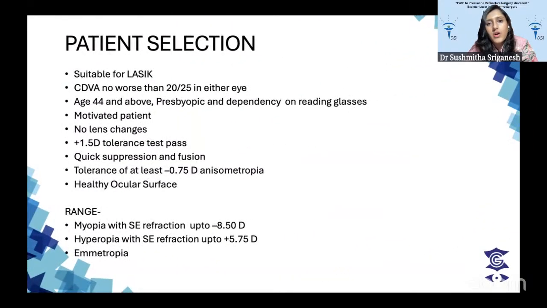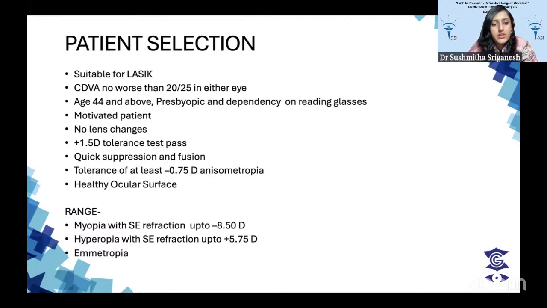When it comes to a presbyopic LASIK correction, patient selection is very important. As already discussed before, patients should be suitable for LASIK. A CDVA of no worse than 20/25 in either of the eyes, age 44 and above, patients who are presbyopic and dependent on reading glasses. The patient should be highly motivated. There should be no lens changes. Plus 1.5 diopter tolerance test pass. Quick suppression and fusion, tolerance of at least -0.75 diopters anisometropia, with a healthy ocular surface.